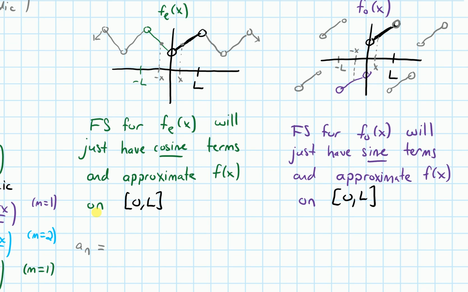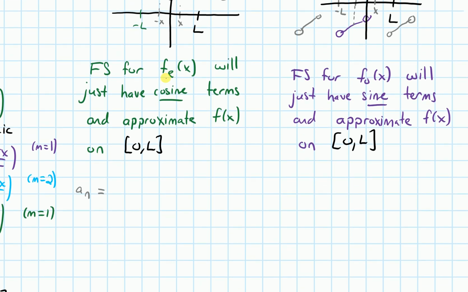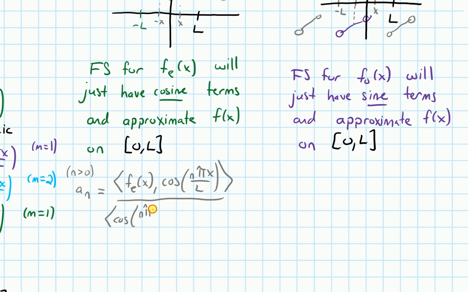So let's do it for fe of x, for this even extension. Those coefficients look like a sub n. In the case where n is greater than 0, for example, what would this look like? Remembering what this was from last time, using our inner product notation, we're doing the Fourier series for fe of x. So we have fe of x with cosine of n pi x over L, divided by the inner product of cosine of n pi x over L with itself.